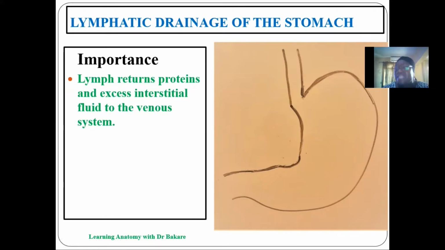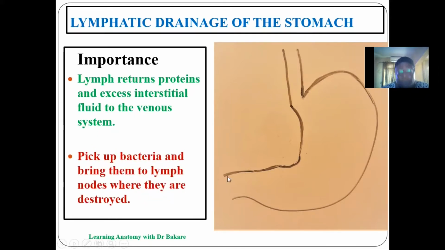So it is the lymphatic drainage that is responsible for this mopping up process, so that excess proteins and also fluid will be returned back into the venous blood and will not be left within the tissues of the stomach. They also help to pick up bacteria and direct them to the lymph nodes, where they will be filtered out and also destroyed. So you can see the essence of the lymphatic drainage of the stomach and how important it is. So let's go to the lymphatic drainage of the stomach to unfold the basis behind it.